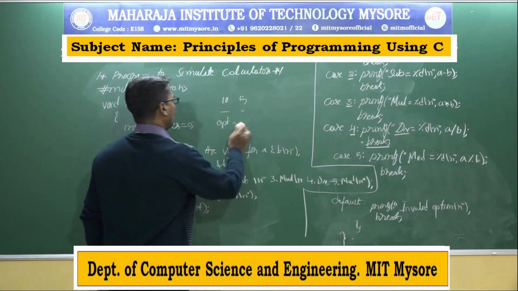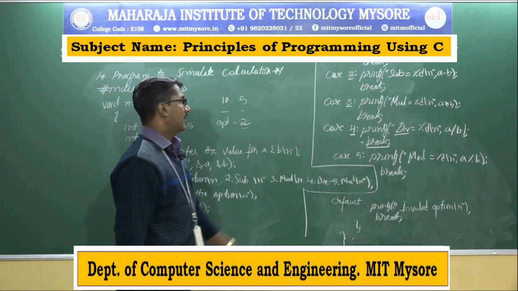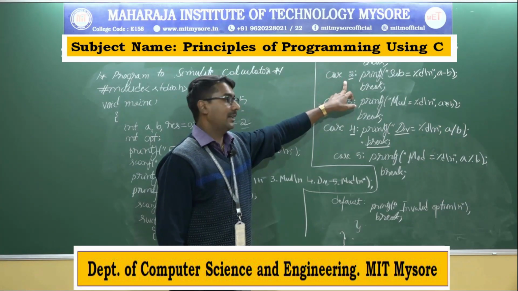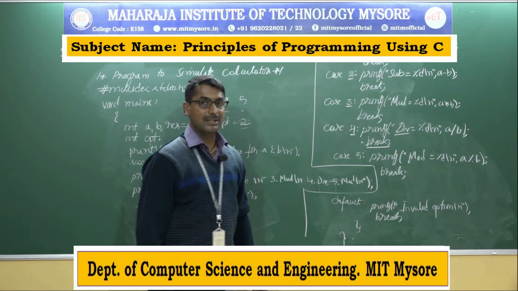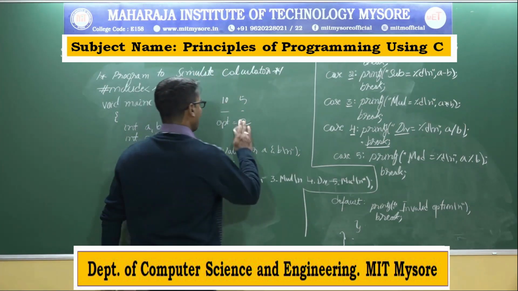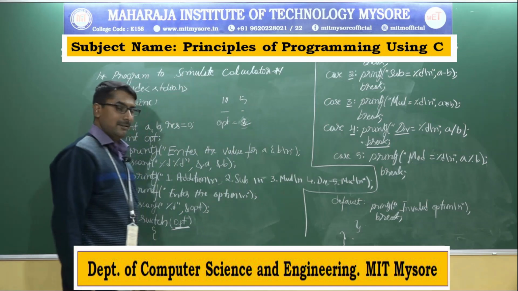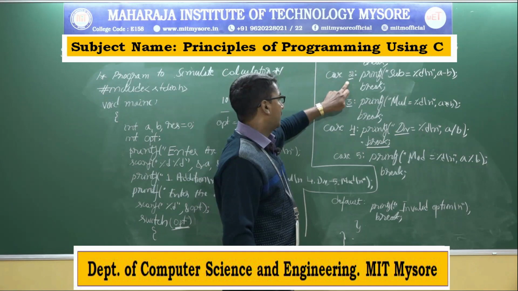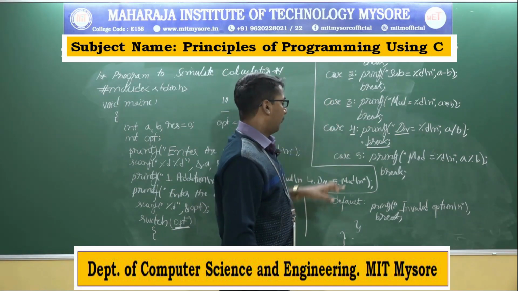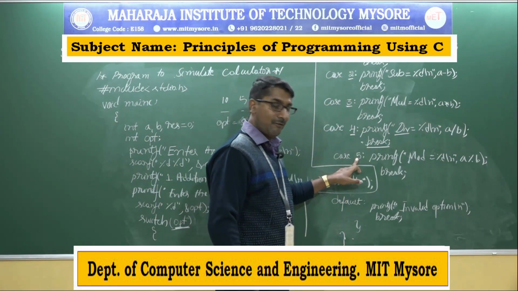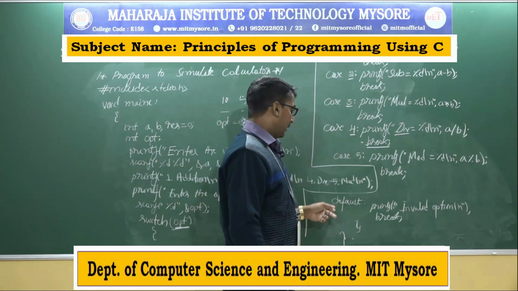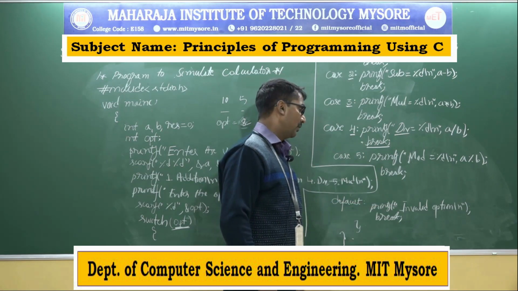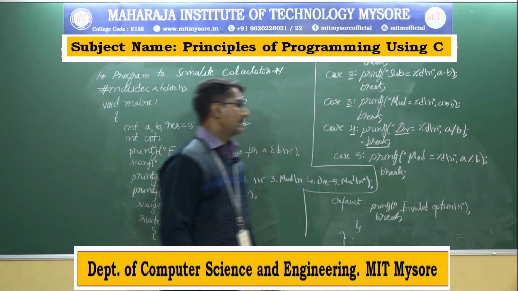If I enter 2, first it will verify with 1, not match, then it will verify with 2. 2 will match, then it will do the subtraction of two numbers and it will terminate. If you specify 8, first verify with 1, 1 is not matched, 2 is not matched, 3 is also not matched, 4 is not matched, then 5 is not matched, then it moves to the default block and executes invalid option.